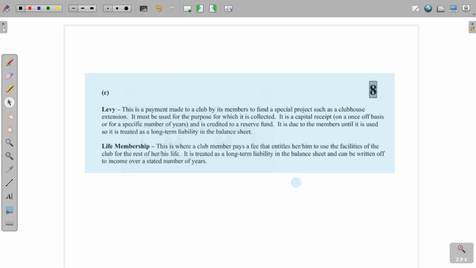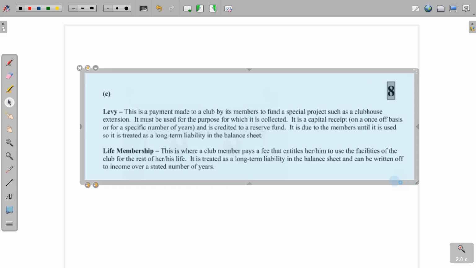Life membership, this is where a club member pays a fee that entitles her or him to use the facilities of the club for the rest of his life. Quite straightforward. It is treated as a long-term liability in the balance sheet and can be written off to income over a stated number of years. So you might see something like that in a question 1 company account, where you have a patent and you write it off. So a patent is an asset and you'd write it off as an expense over the years. So this is the exact opposite. We have a liability and we're writing it off as an income over 10 years in our case.